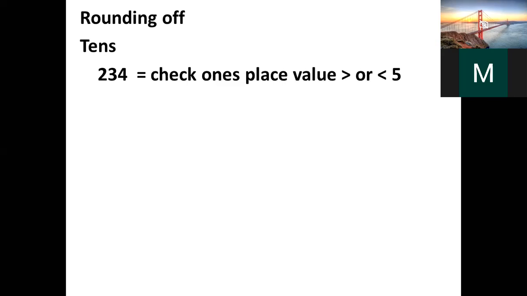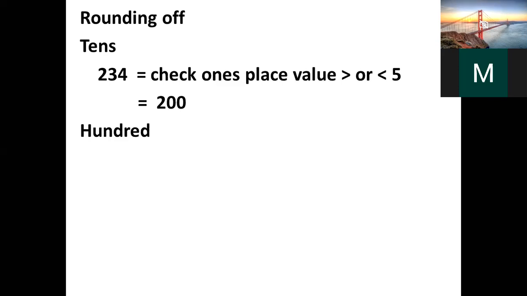So for this example, 234, check the ones place. The ones place value is 4. 4 is less than 5, right? Yes, correct. So you have to put the value 0 in the ones place, and the answer is 230.